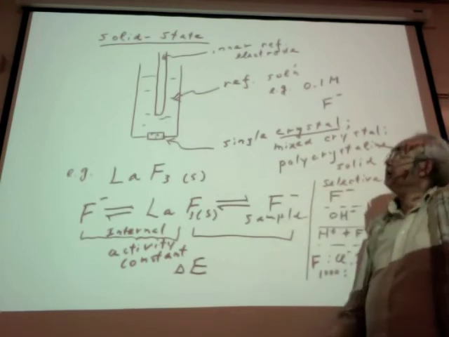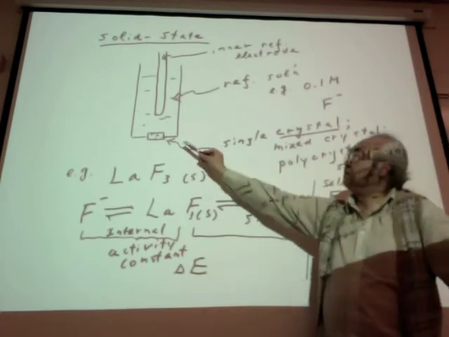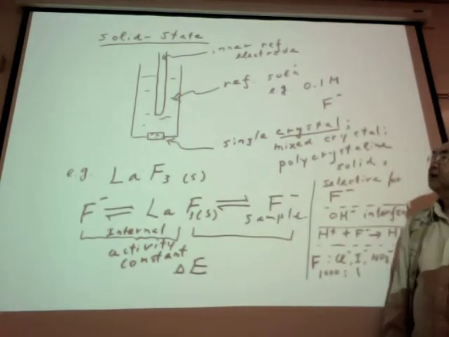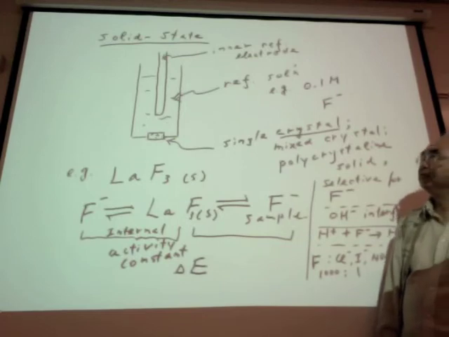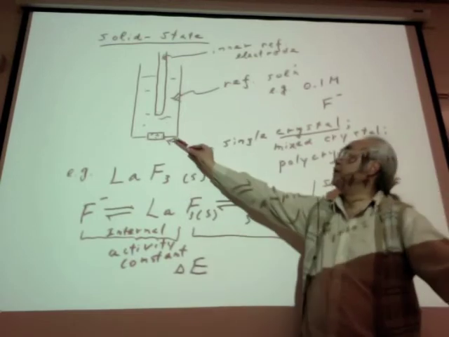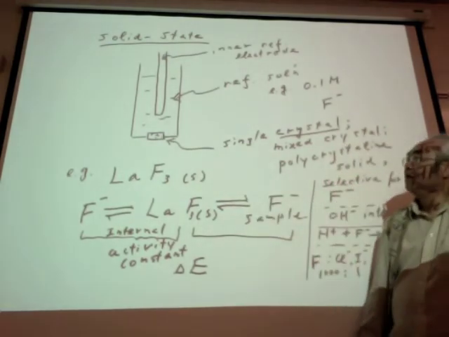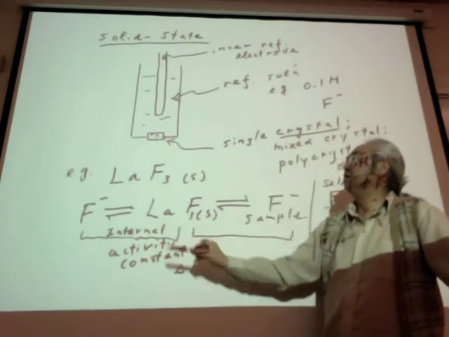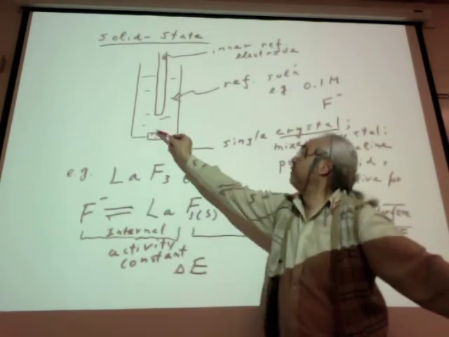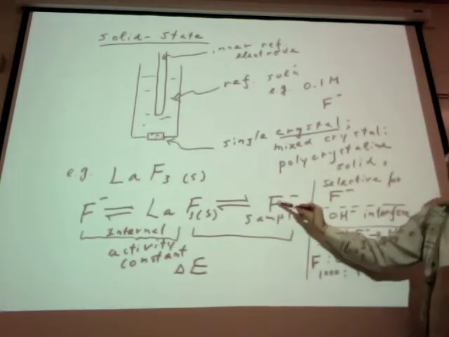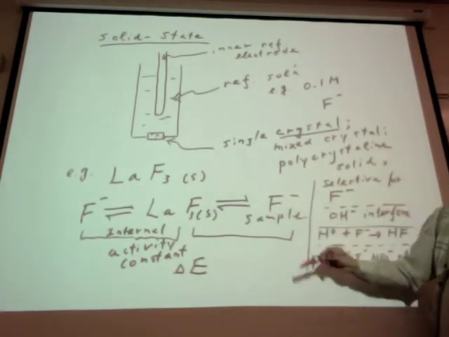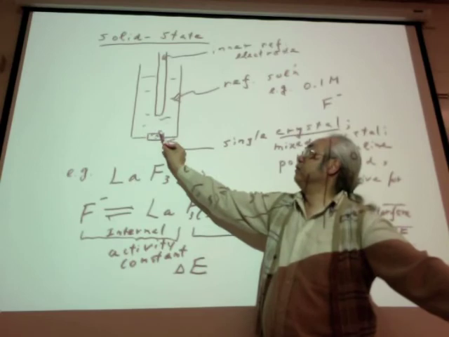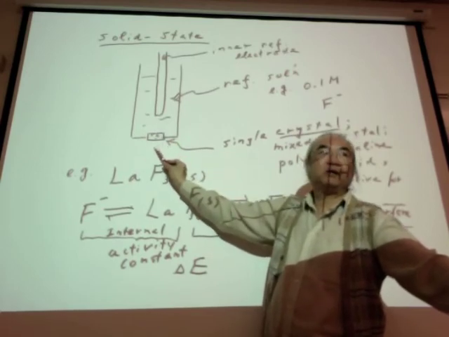So lanthanum fluoride, you pack this crystal as a disc and hold it with an O-ring or something, or you can simply glue it with epoxy. Now, this is the solid crystal, and here is the internal fluoride. Your analyte is external fluoride. So you have ions lined up internally as well as ions lined up externally.